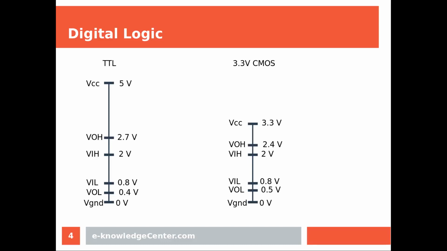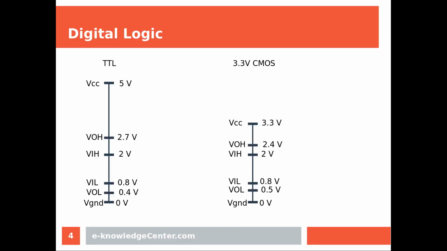So let me introduce these voltage levels. First, one of the most important is the power supply voltage, called VCC. In TTL it's 5 volts, and in CMOS it is 3.3 volts. The other important one is the ground voltage level. This level is the same in both technologies, 0, and this is the reference voltage.